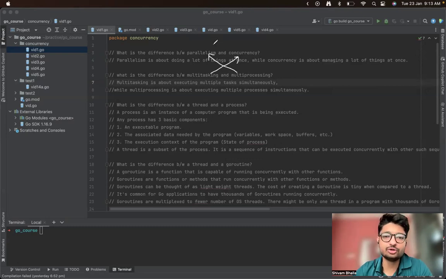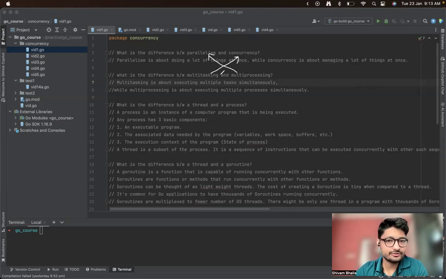These two terms are very related to each other. Whenever you do concurrency, you can use multitasking. Whenever you use parallelism, you can use multiprocessing. Multitasking is about executing multiple tasks simultaneously, while multiprocessing is about executing multiple processes simultaneously, because it's parallelism. Multiple processes are working simultaneously. So these are the four very important terms which you will see in a lot of places, but many students are not very sure about them.